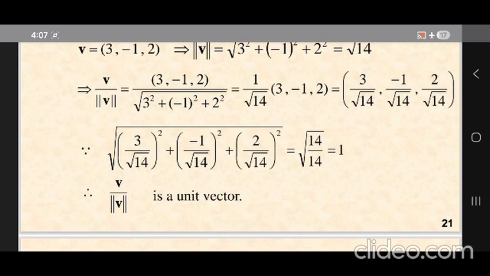Next find the norm of this vector: the square root of (3/root 14)^2 + (-1/root 14)^2 + (2/root 14)^2. Squaring all the elements and adding them, we get the square root of 14/14, which equals 1. So v divided by norm v is a unit vector.